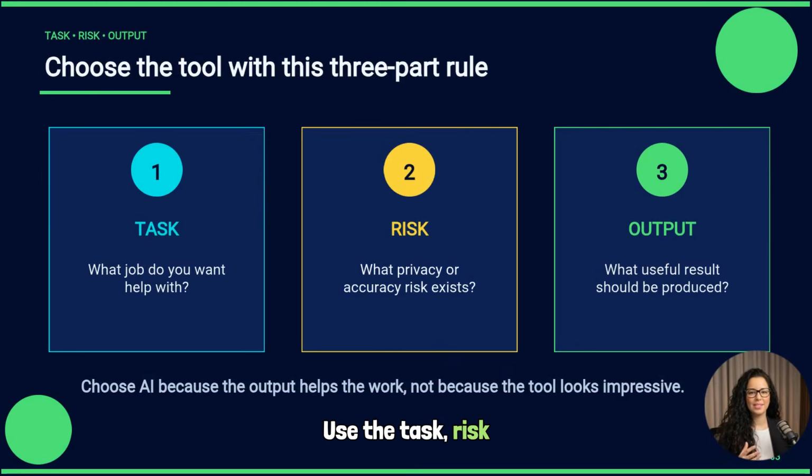Use the task, risk, and output rule. First, define the task. Are you writing, summarizing, researching, creating a design, planning a meeting, or preparing education documents? Second, consider the risk. Will confidential information be involved? Is accuracy critical? Could a wrong answer create a compliance, customer, or reputational problem? Third, define the output. Do you want a table, draft email, checklist, summary, action plan, presentation, or social post? These 3 questions keep AI practical and responsible.